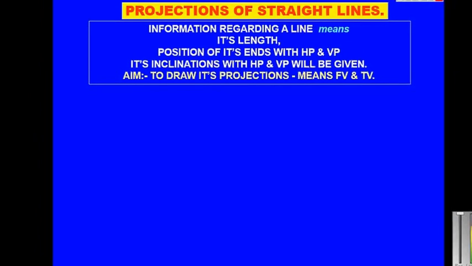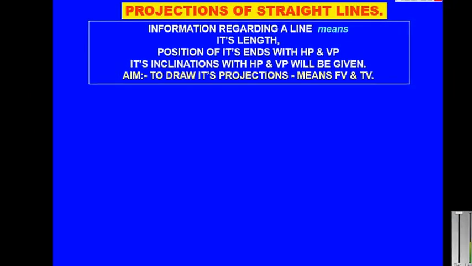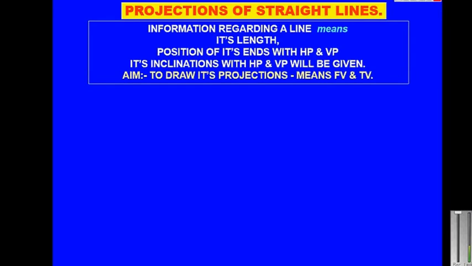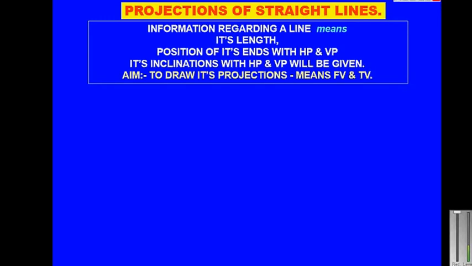The information regarding a line means its length. If a line is described, then its length is called true length. If AB is a line, then that length is called a true length. And the position of the line will be described with the position of its ends with the horizontal plane and vertical plane. A line has two endpoints. If a line AB is considered, then the point A and the point B, the position of its ends with respect to HP and VP, and then its inclinations with HP and VP. If the line is inclined to HP or if the line is inclined to VP, will be given.